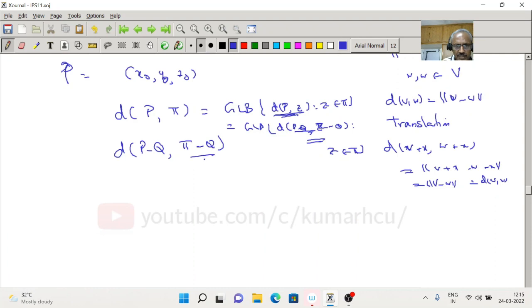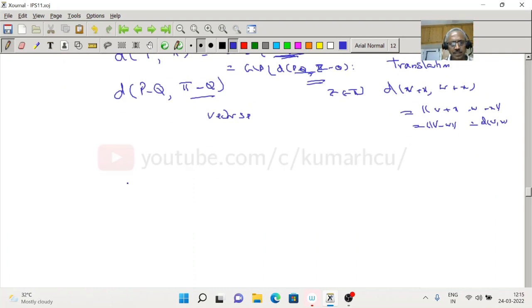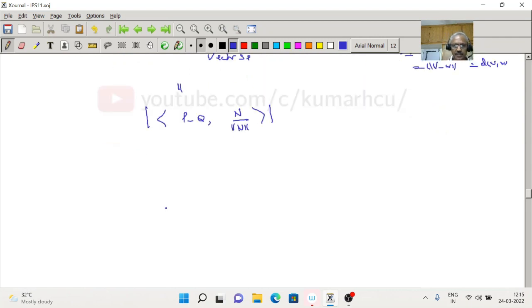But this is a vector subspace. Therefore, we know how to find the distance between p minus q and pi minus q. This is nothing other than the modulus of the inner product of p minus q with n by norm n. This is the very general case. I am still working with the very general case, not with R3 or anything. If you want, you can do that.